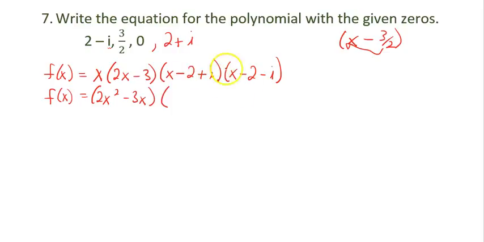I'm going to triple distribute with these ones with i's, just like I did in the last problem. So x times x is x squared. x times negative 2 is negative 2x. x times negative i is negative xi. Then negative 2 times everything. And i times everything.